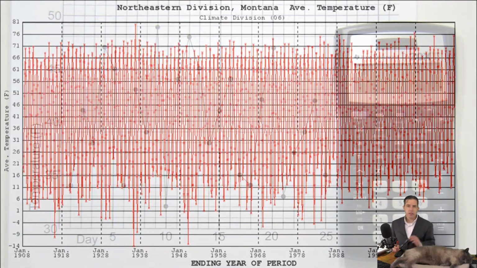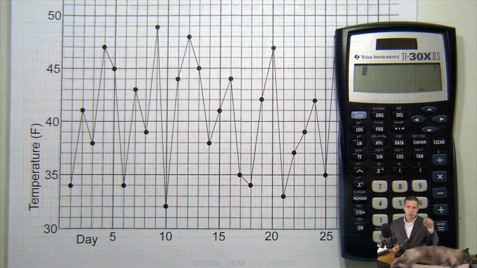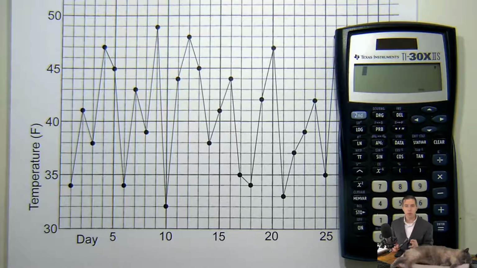Okay, so besides just eyeballing some data that's going up and down and trying to figure out whether it's increasing or decreasing, scientists have more quantitative ways of dealing with this, and I'm going to teach you one method that we use. It's called a running mean, or a running average.